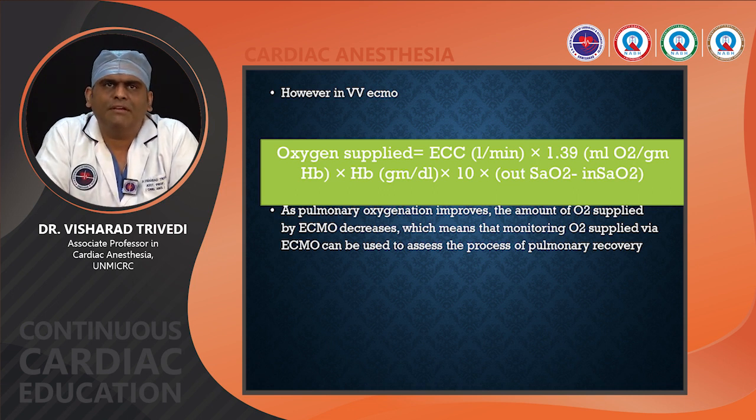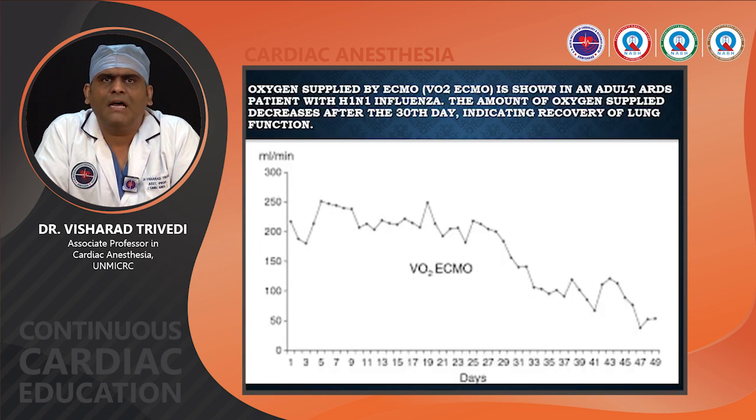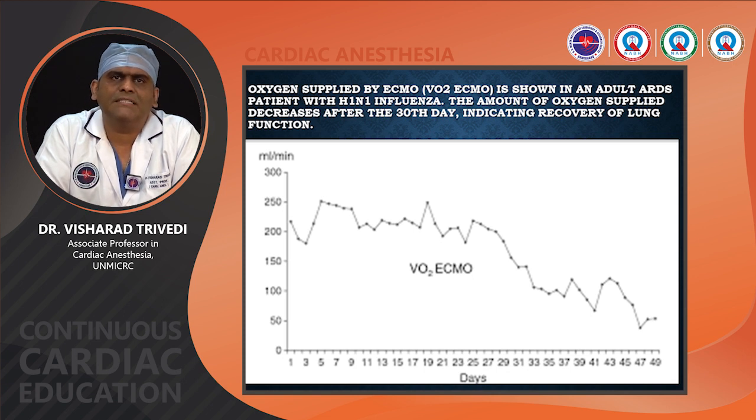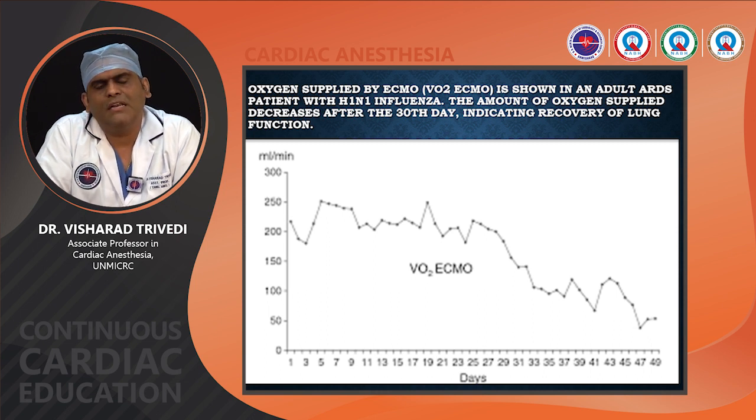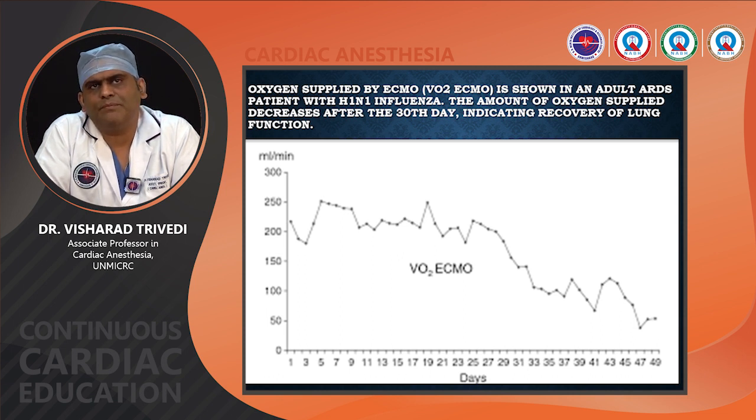So if pulmonary oxygenation improves, the amount of O2 supplied by the ECMO should be decreased. How? You can see that. This is a chart which shows that after a certain number of days, after 20-25 days, the lung starts to recover. Once the lung starts to recover, the lung will also take part in the gaseous exchange, so that the blood presenting at the pulmonary level is also getting more oxygenated from the lungs.